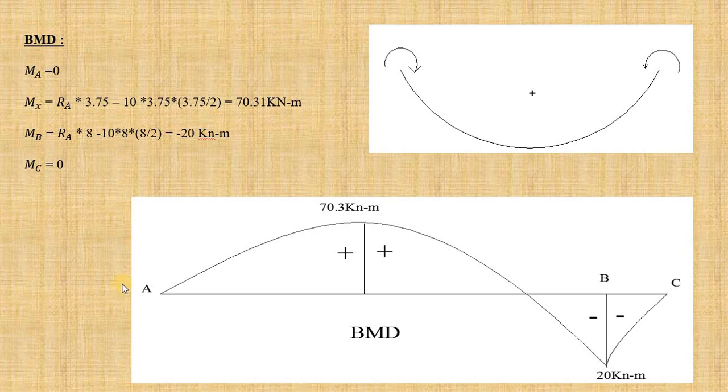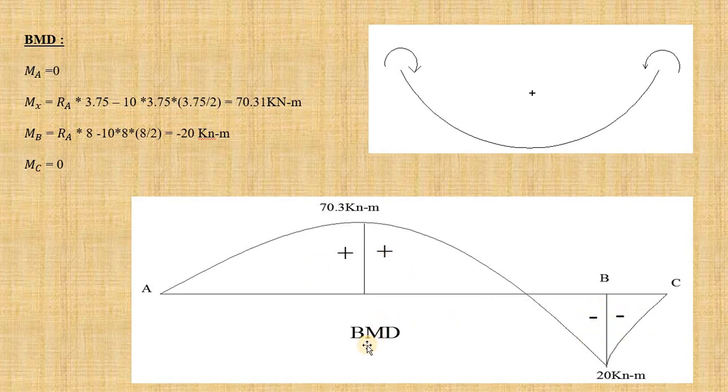For this, I have plotted the values on the bending moment diagram. At exactly 3.75 meter distance, we have got 70.3 kilonewton meter, and next is MB, which is negative 20, so I have drawn it downwards. Again at C it is 0, so join like this. The variation is like this. This is a UDL with sagging, so the bending moment diagram will be like this. Be careful with the sign conventions. This is positive, this will be negative.